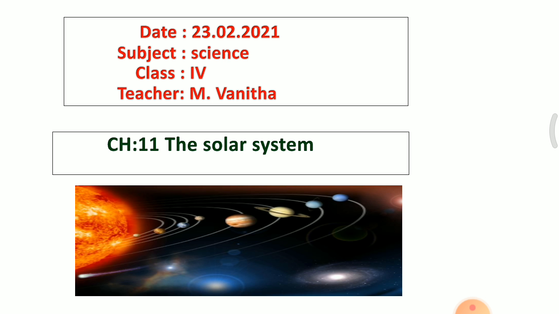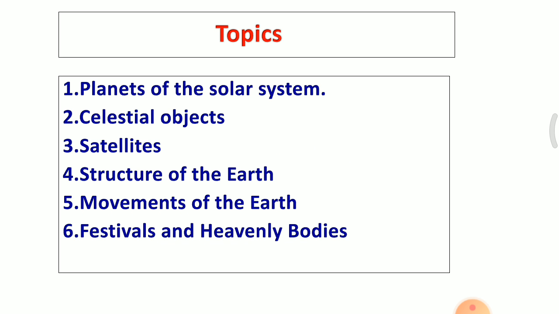Today we are going to see the subject science and class 4, chapter number 11, the solar system. Topics: the first topic, planets of the solar system. The second one, celestial object. Third one, satellites. Fourth one, structure of the earth. Fifth one, movements of the earth. Sixth one, festivals and heavenly bodies.